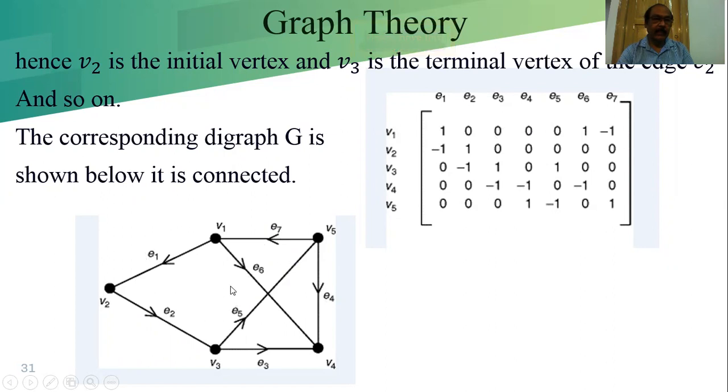So from the incident matrix like that we can prepare the directed graph. This is the directed graph. Considering any one, E6: V1 is positive and V4 is negative. So the direction of E6 is from V1 to V4. For E5, V3 to V5.